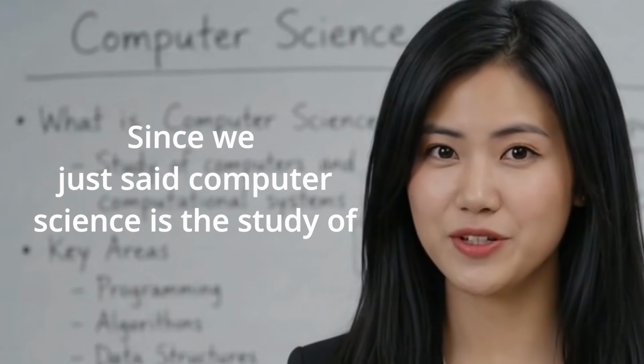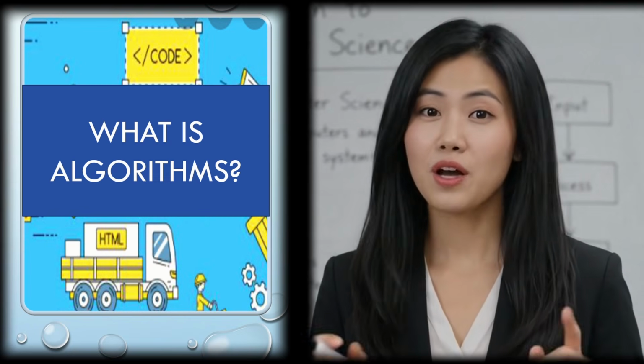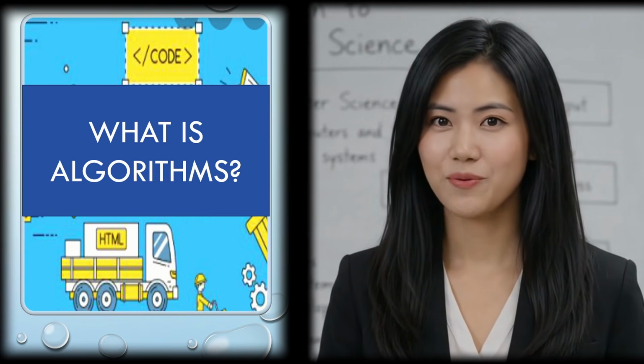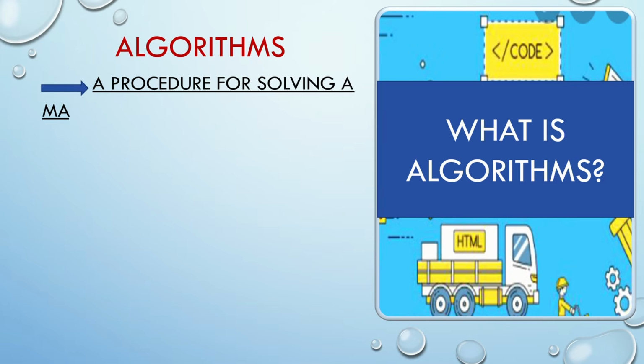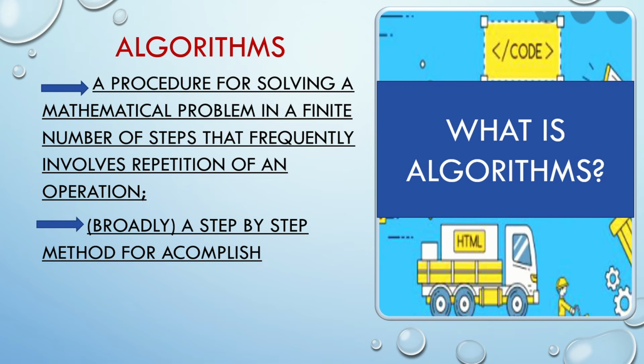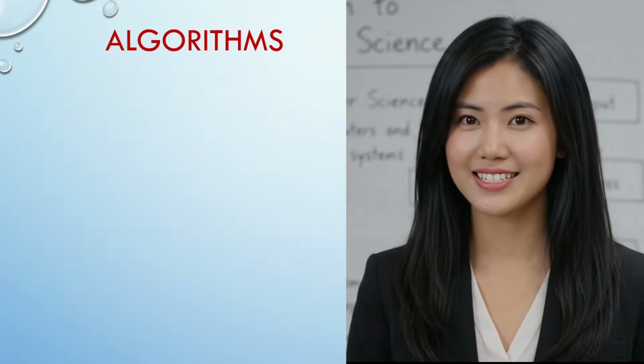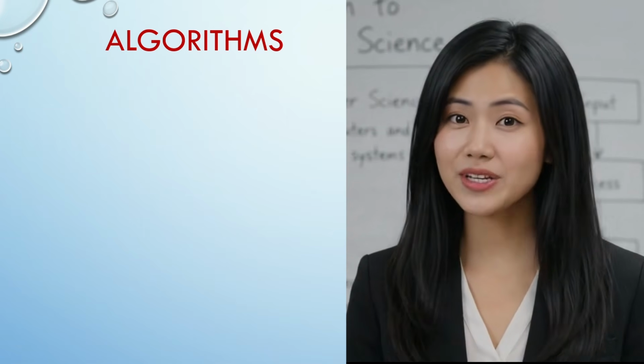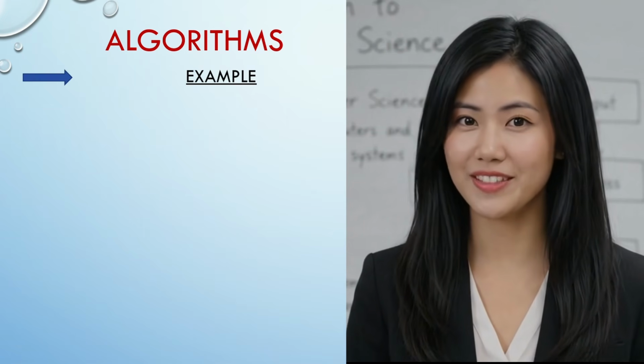Since we just said computer science is the study of algorithms, we need to actually define that word properly. An algorithm is a procedure for solving a problem in a finite number of steps. And more broadly, it's simply a step-by-step method for accomplishing a task. Notice a finite number of steps. An algorithm has to actually end. It can't run forever. That's a small detail now, but it becomes really important later in this course when we talk about things that can't be solved algorithmically.